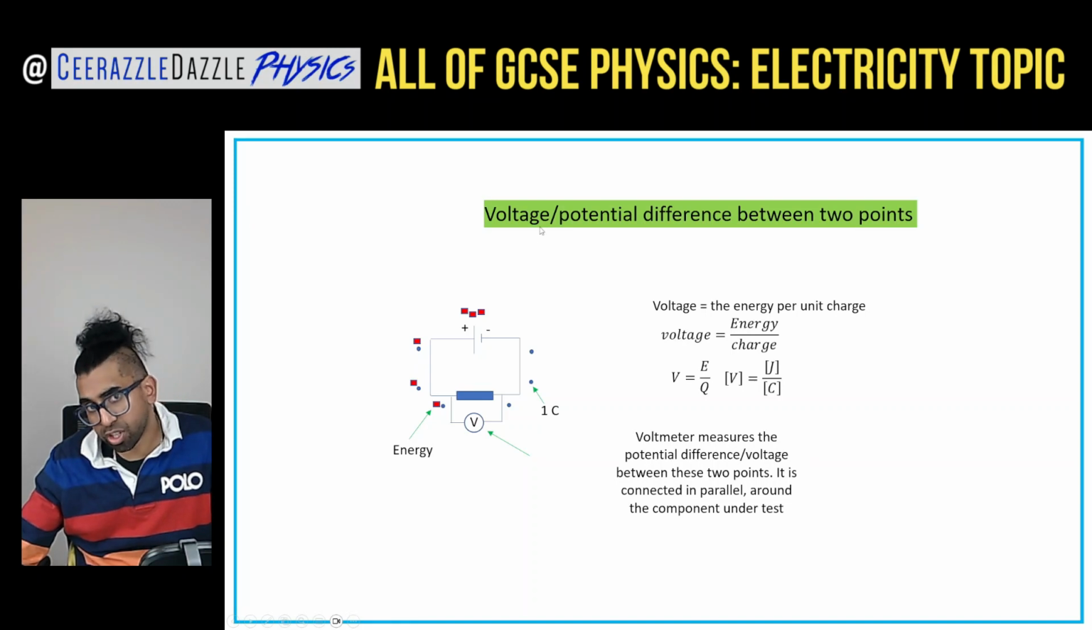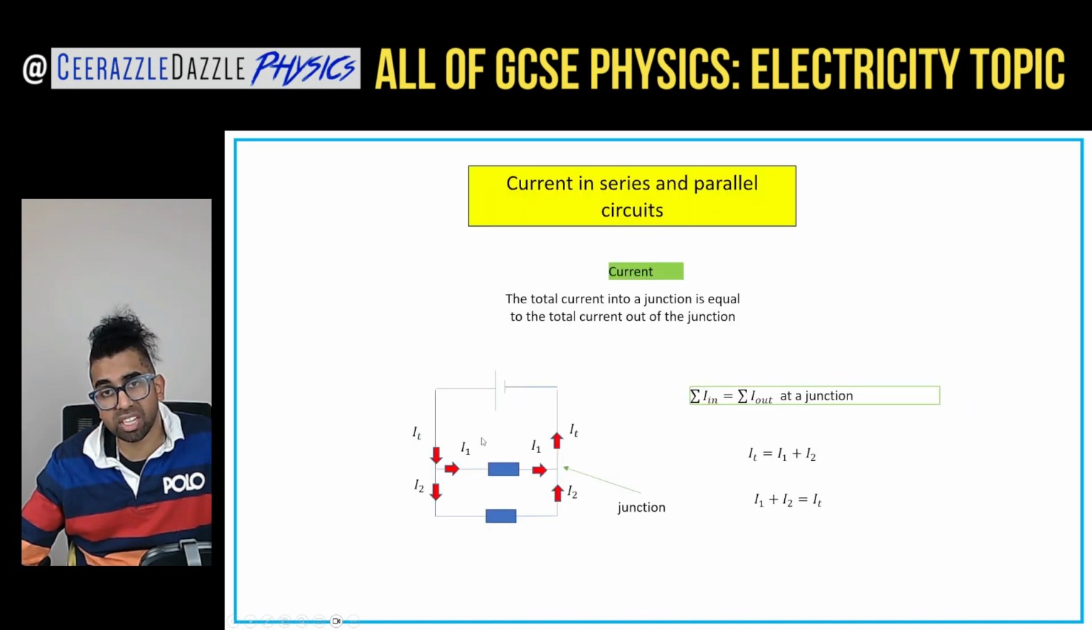Right, voltage and potential difference between 2 points. So the voltage is simply the energy per unit charge. Voltage is equal to energy divided by the charge. V is equal to E over Q. That's going to be our formula. The units, voltage measured in volts, energy is in joules, charge in coulombs. If you want to measure the voltage of a component, you place it in parallel around the component over here. So look, it's placed in parallel around the component. There we go.